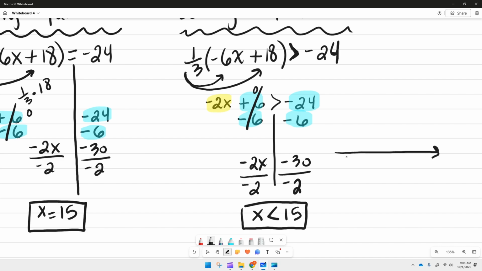Now, looking at a number line, okay? So I've got 15 here, 16 is to the right, 14 is to the left. And we're going to the left, so we're going to do a circle at 15. We are not going to fill in 15 because 15 cannot actually be a solution for this inequality. We would not get a true statement if we were to plug 15 into our inequality. Now, again, my inequality is going to the left. This arrow, which is basically an inequality, is going to go in that same direction.